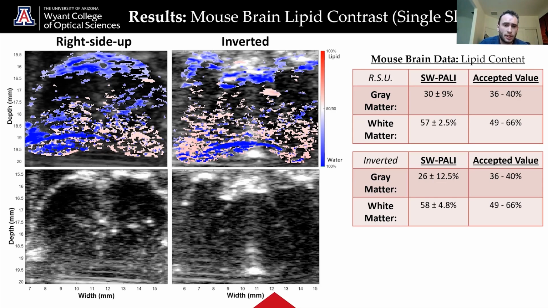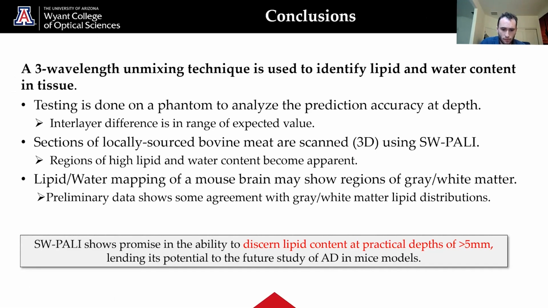This has just been recently done, so there's still a lot of work that needs to be done. With this, we still need to do a proper noise analysis on our photoacoustic images and spectrum to really confirm that what we're seeing is potentially gray and white matter.